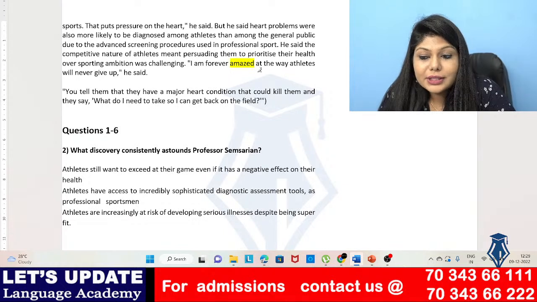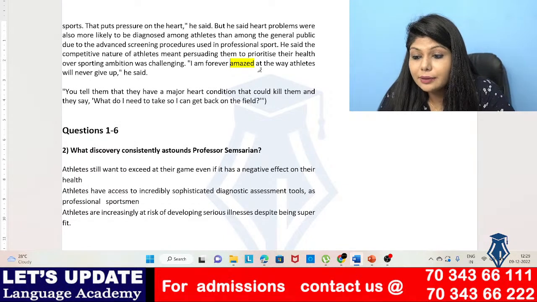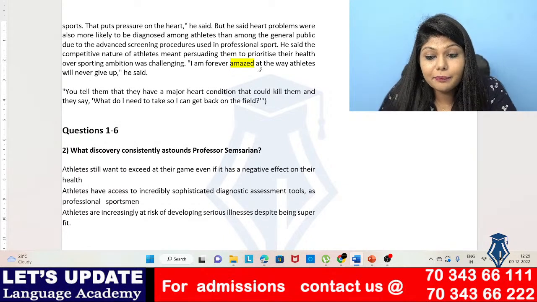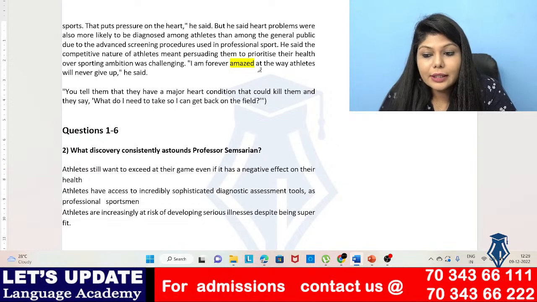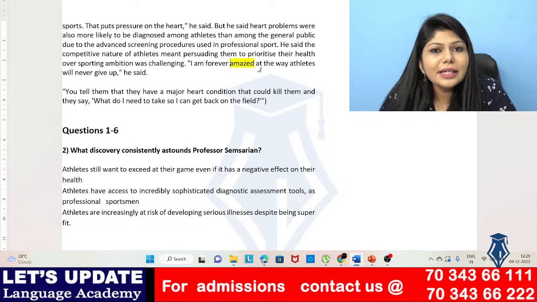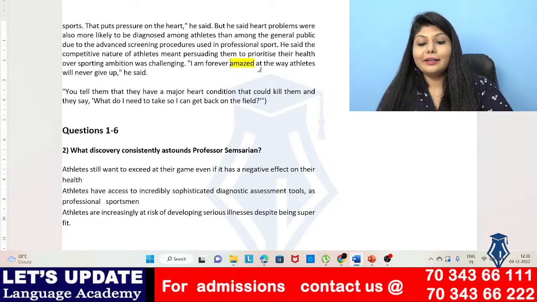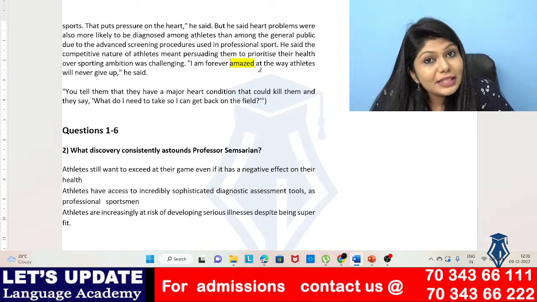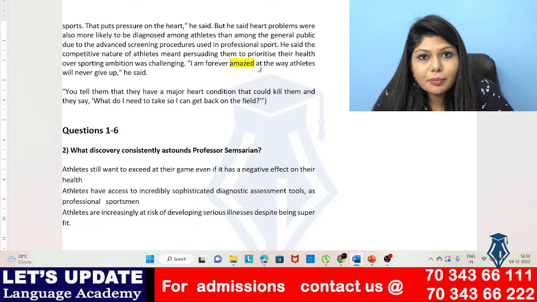Okay, and what is the reason? They are telling something that is going to prove the same thing. You tell them that they have a major heart condition that could kill them, and they say, what do I need to take so I can get back on the field? What does that mean? That the athletes are not very bothered about their physical condition or their health condition, but what are they more bothered about? Getting back on the field. That is what bothers them.